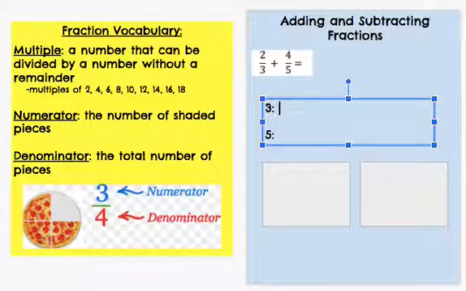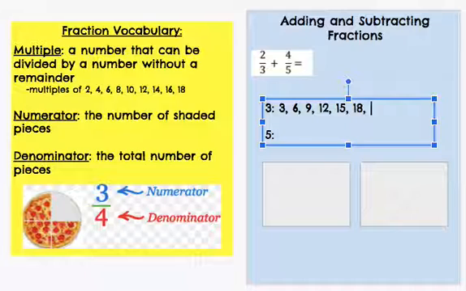I know that 3 times 1 is 3. 3 times 2 is 6. 3 times 3 is 9. 3 times 4 is 12. 3 times 5 is 15. 3 times 6 is 18. 3 times 7 is 21.